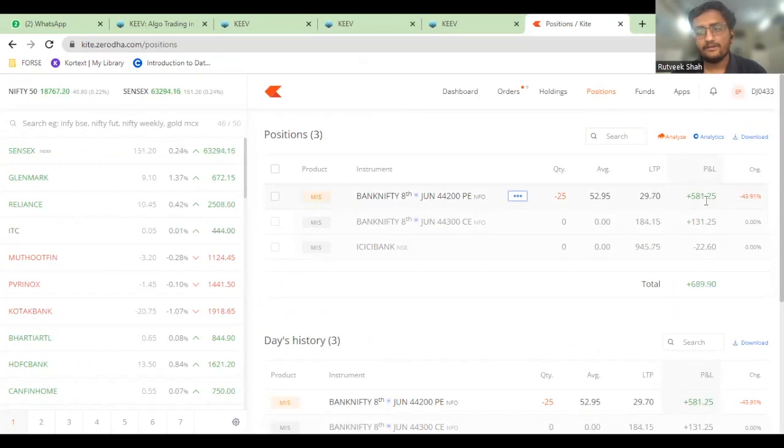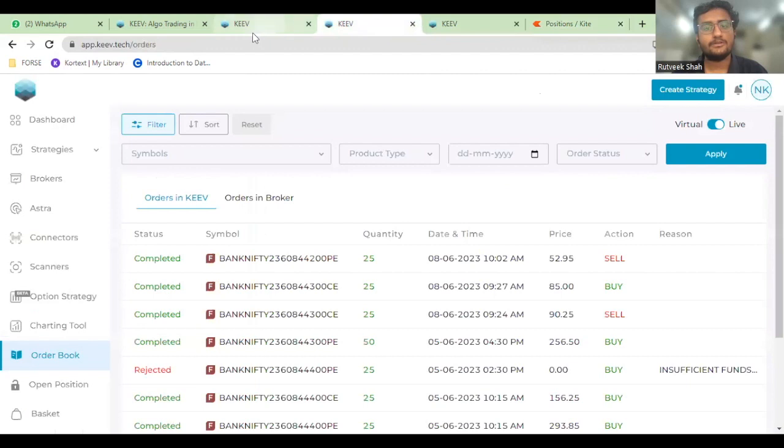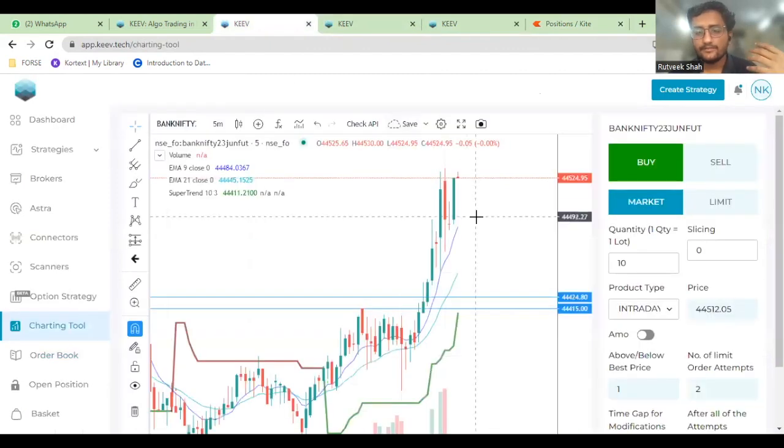That is approximately 580 rupees. It is important also to note that today is the expiry. I'll keep saying this again and again because the option that we have chosen to sell is the OTM option, which will expire at 0.